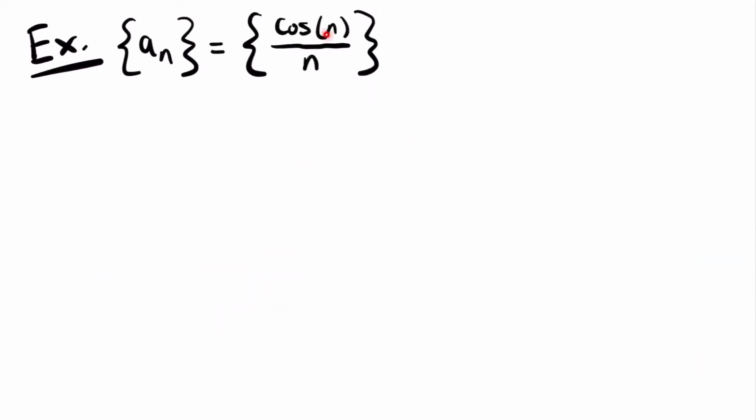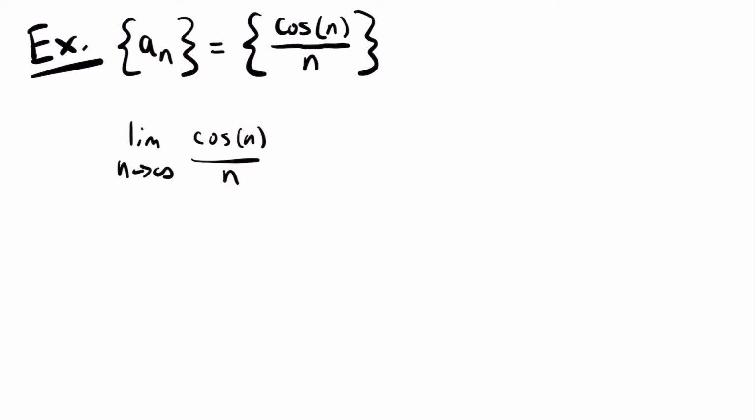All right, so here's our next example. We have the sequence a sub n is equal to cosine of n divided by n. Now, if we want to determine the convergence of this sequence, we need to take the limit as n approaches infinity of the sequence. So we'll have the limit as n approaches infinity of cosine of n divided by n. All right, and so if we look at this expression as n approaches infinity, what is going to happen in the numerator and in the denominator?